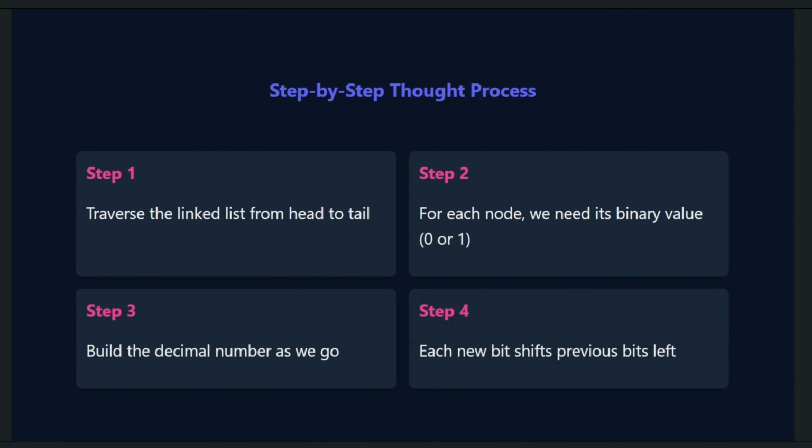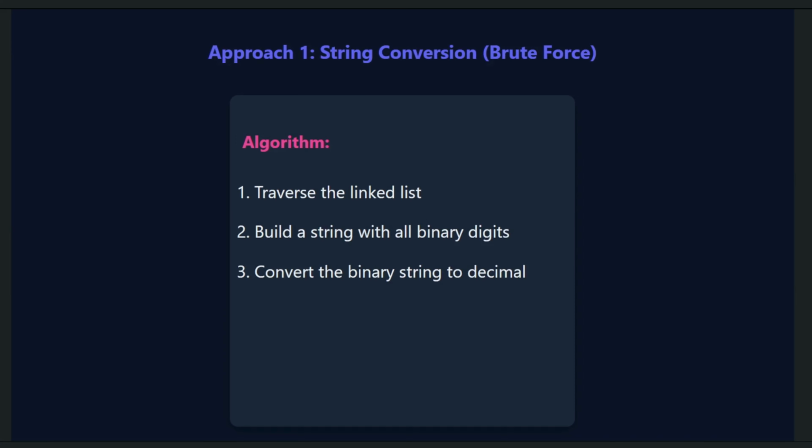Let's think through this problem systematically. Step 1. We need to traverse the linked list from head to tail. That's our data access pattern. Step 2. At each node, we extract the binary value, either 0 or 1. Step 3. We build our decimal number incrementally as we traverse. Step 4. Here's the key insight: each new bit we encounter effectively shifts all previous bits to the left. This is because reading from left to right means each new digit is less significant than the ones before it. This thought process leads us directly to our solution approaches.